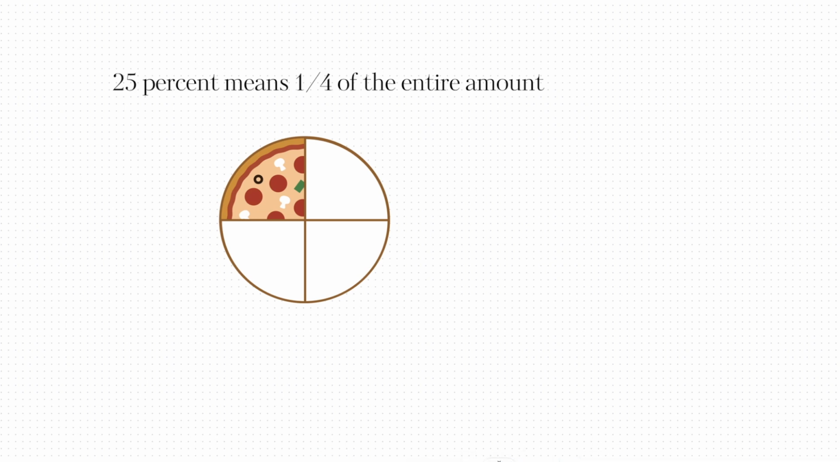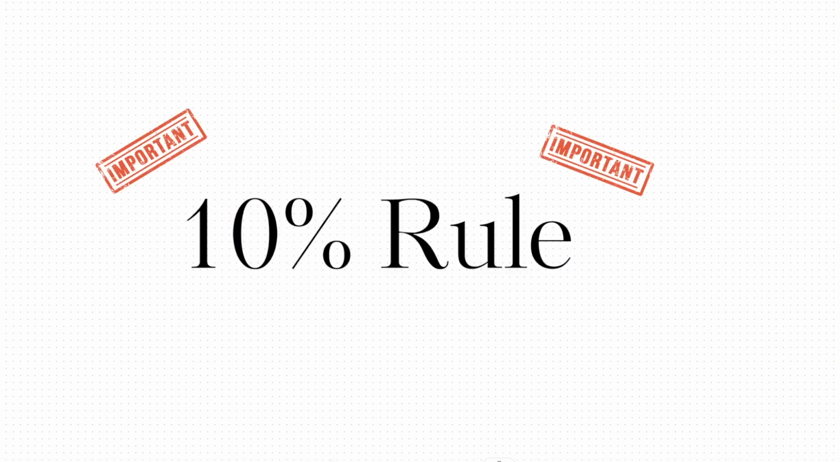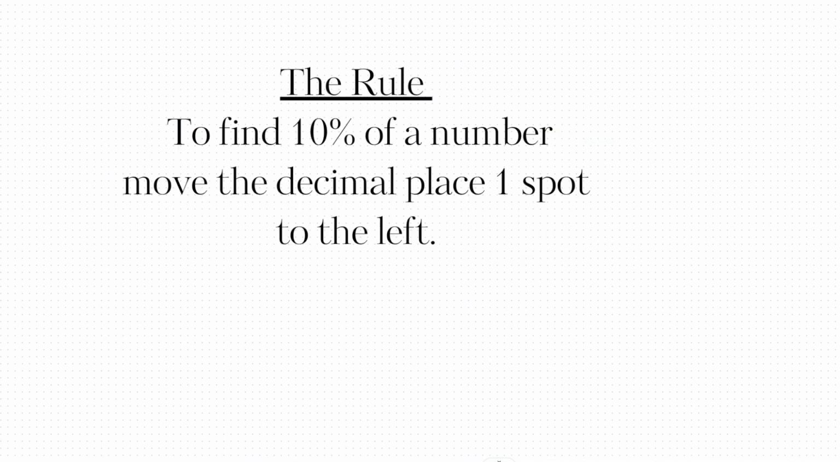But what I want to show you today, which you'll use everywhere, is something called the 10% rule. There's a rule that you can use to get 10% of any number. So here it is. To find 10% of a number, you move the decimal place one spot to the left. Let me show you an example. Let's say we have the number 120. Well, the decimal really is at the end, so I'm going to write 120.0.